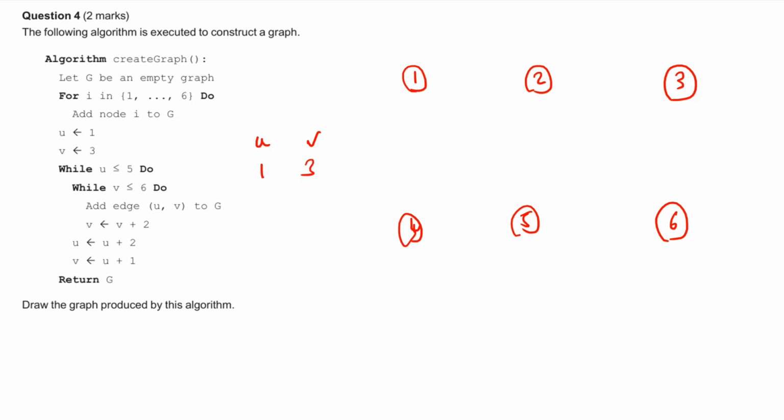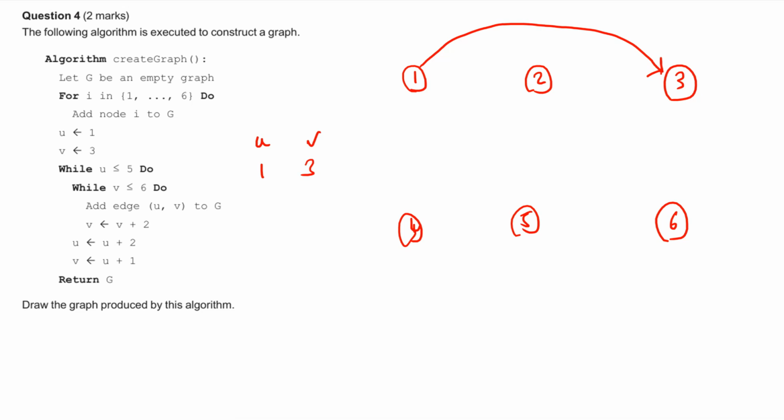While u is less than 5, which it is, while v is less than 6, which it is, we're going to add edge u, v to G. Now I'm going to do directed edges. I don't think we would need to. I think you'd get away with undirected edges. It doesn't really say enough. But let's put that in so you can see if it was right if you did a directed edge.